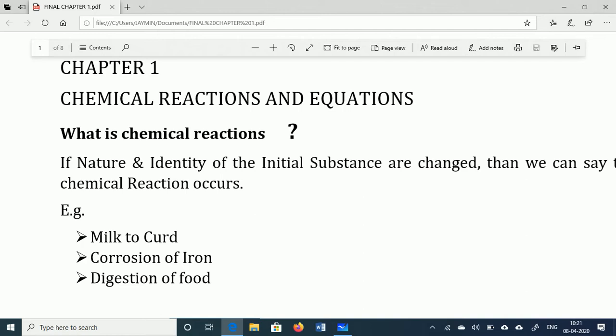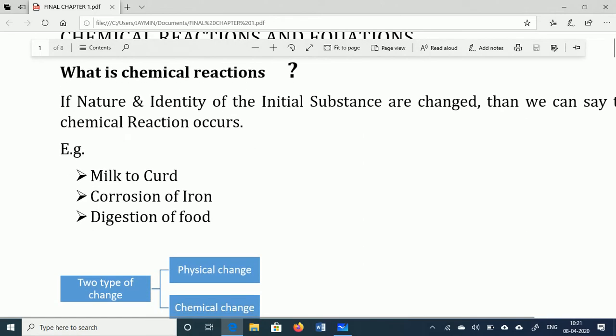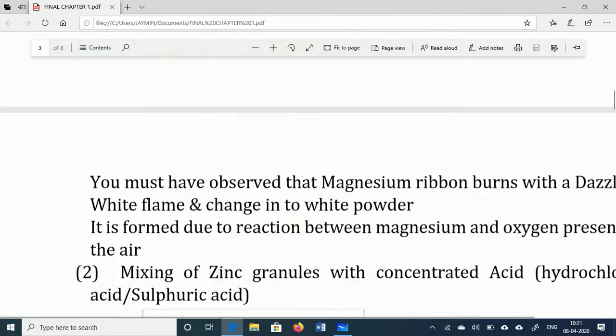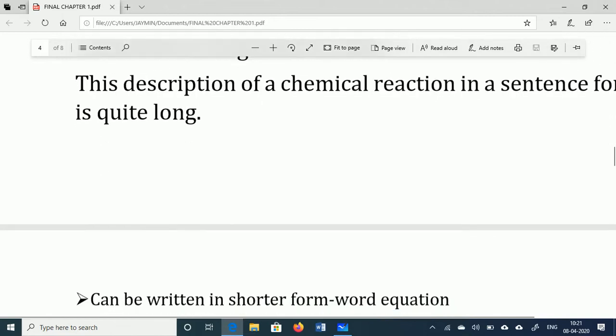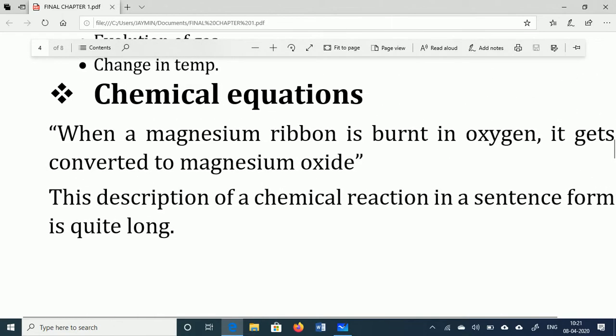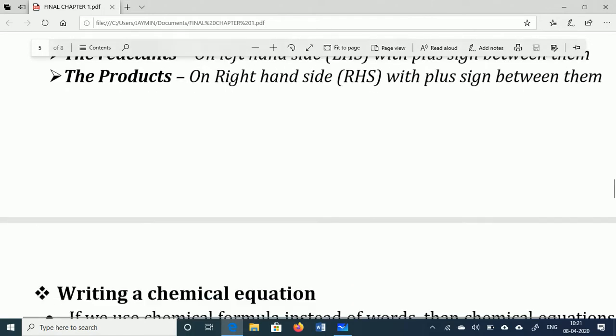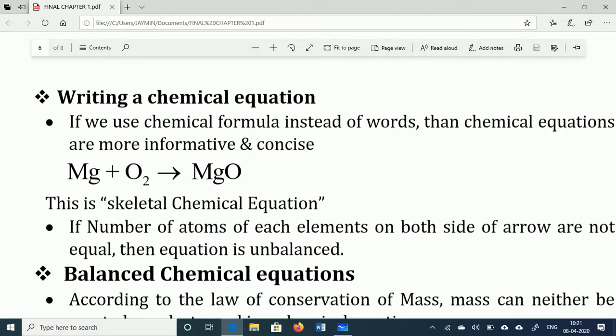In our first online lecture we discussed chemistry chapter 1, that is the chemical reactions and equations. Now in our second lecture we will continue with the same chapter. In the previous chapter we discussed what is the meaning of chemical reactions, how we can judge and predict whether a chemical reaction occurs or not. In the past, which methodology was used to represent chemical reactions, and later which improvement was made in the representation of chemical reactions; that improvement was known as chemical equations.